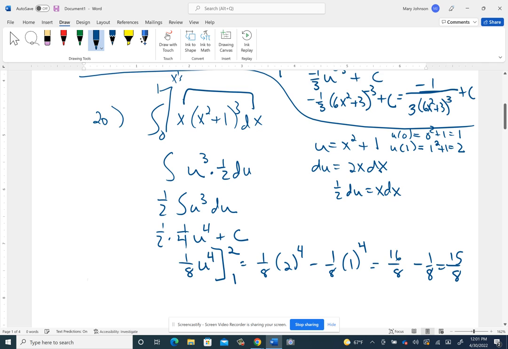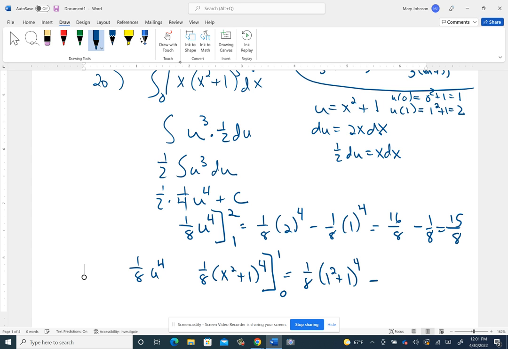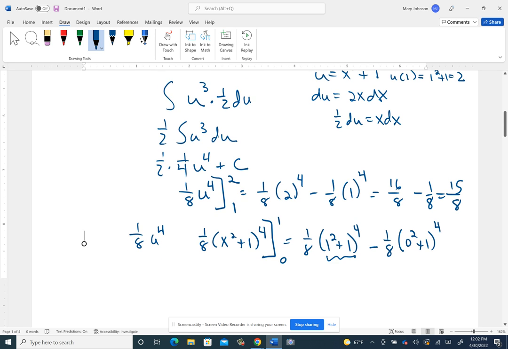And if that change of variables confuses you, then when you get to here and you have the 1/8 u to the fourth, you can put back in the x squared plus 1 to the fourth, and then evaluate that using the original 0 to 1. You would get 1/8, 1 squared plus 1 to the fourth, minus 1/8, 0 squared plus 1 to the fourth. You'll get the same thing, of course. This right here would have been 2 to the fourth, giving you the 16/8. This right here is 1 to the fourth, giving you the 1/8, and you'd get the same thing.